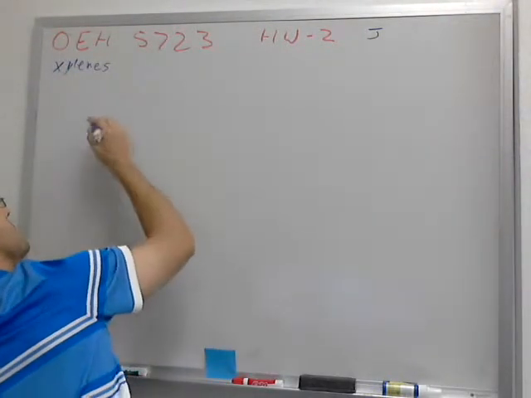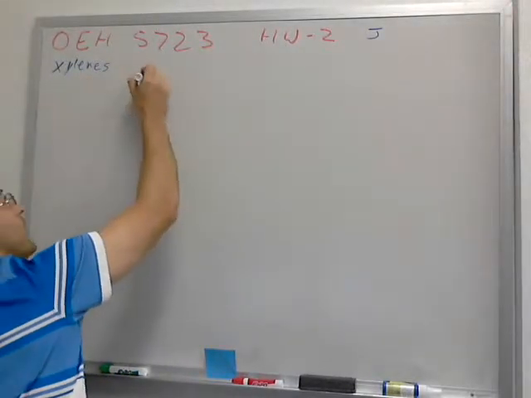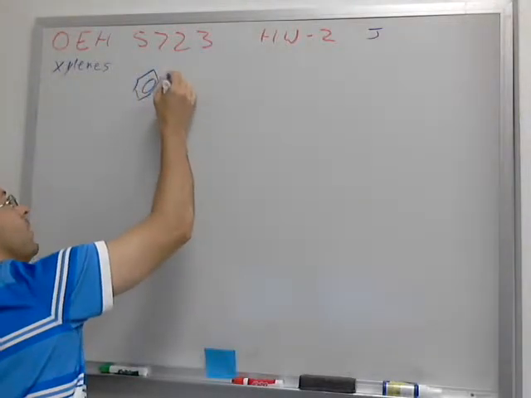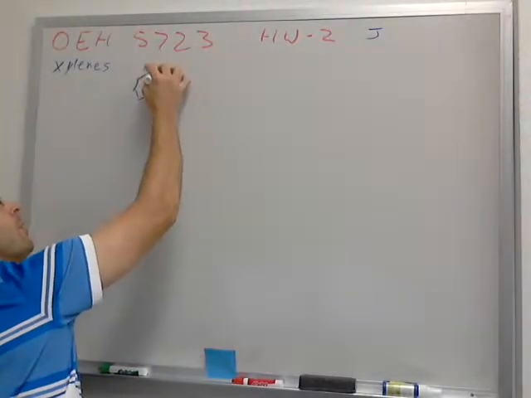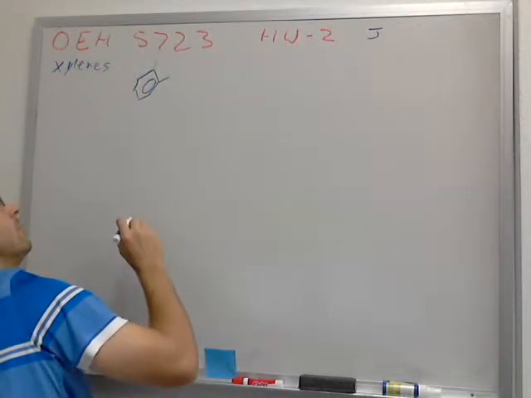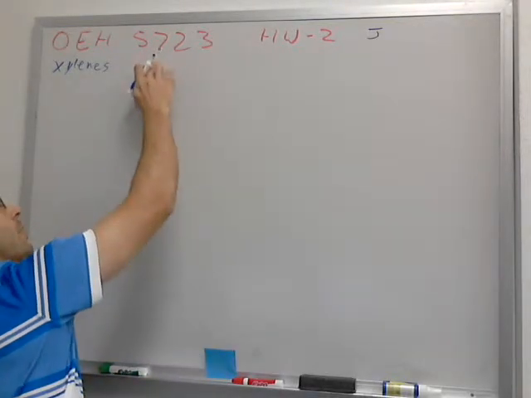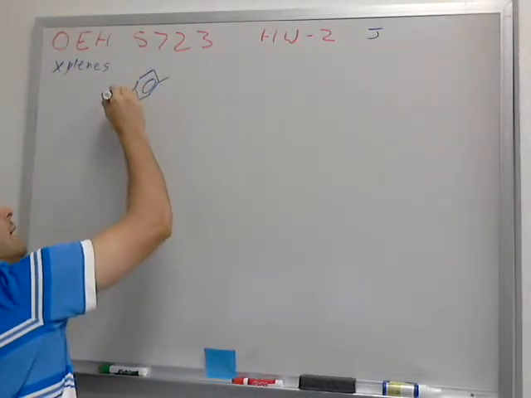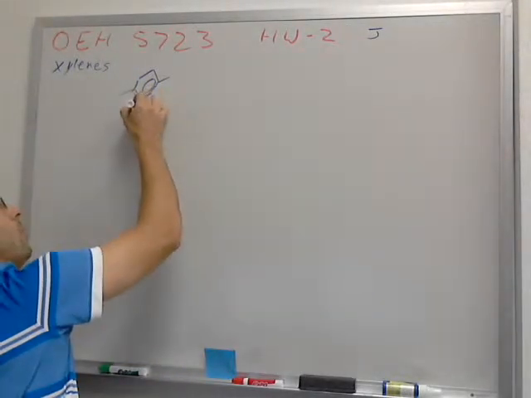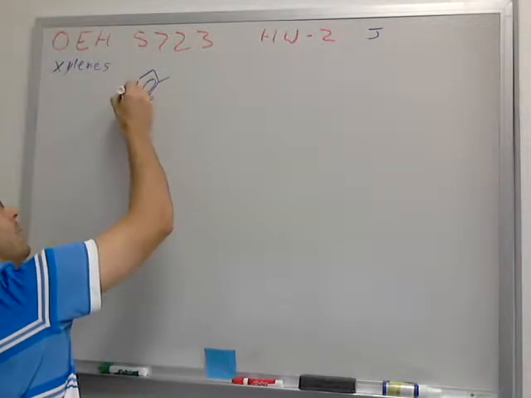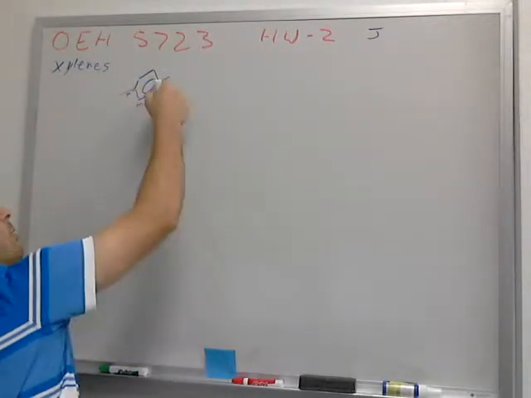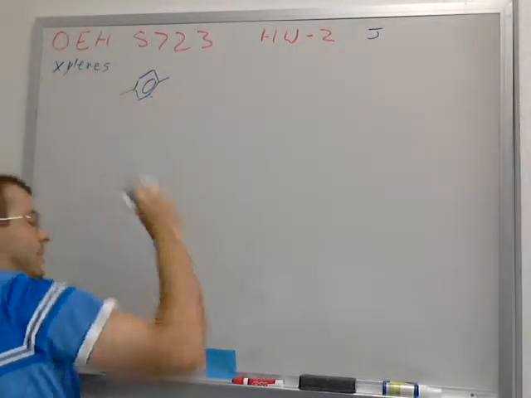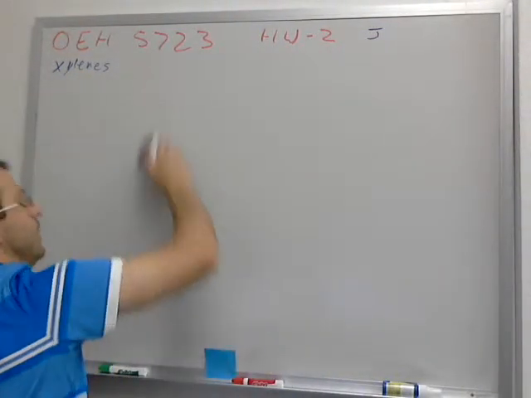So xylenes, their molecular structure is a benzene ring with a methyl, and then if it's orthoxylene, you'd have another methyl there. If it's metaxylene, you'd have a methyl group there. And if it's paraxylene, it'd be opposite. So this is ortho, meta, and para positions: 1 away, 2 away, 3 away. So it really doesn't matter which one it is.